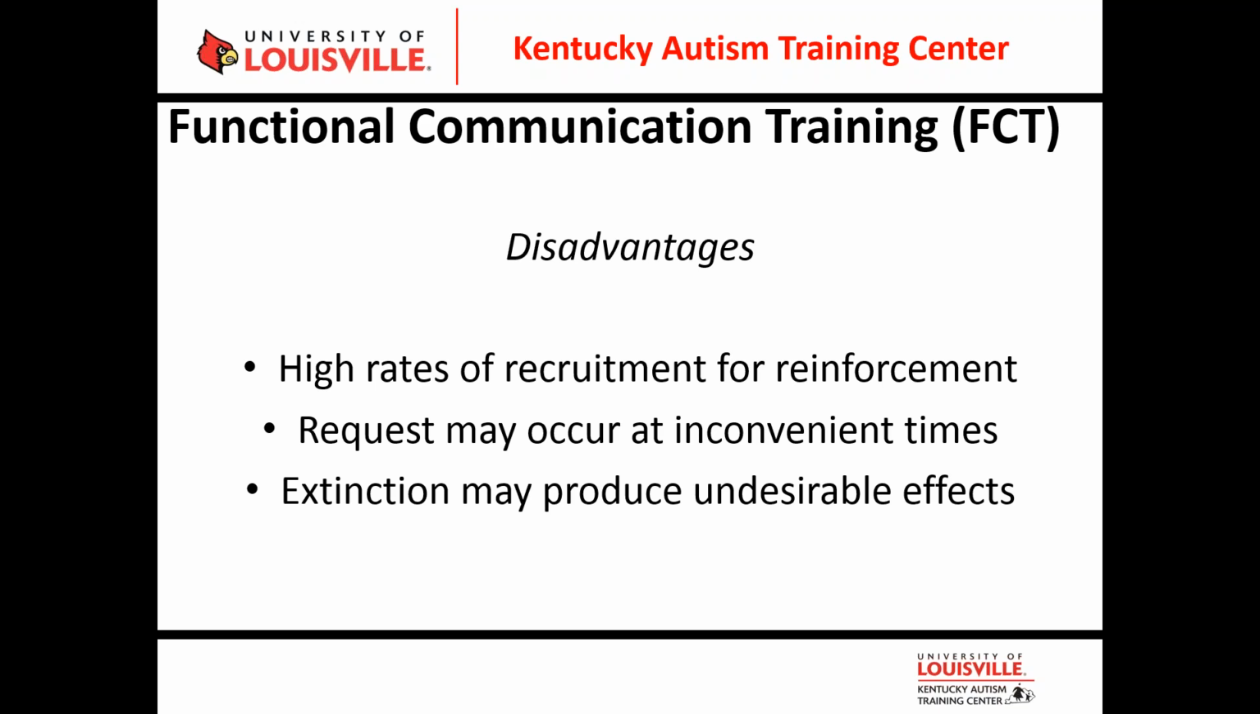The disadvantages is a high rate of reinforcement, so we have to make sure that we are using those reinforcement techniques. And thinking to reinforcement, we want to make sure that we're, again, looking at the function of it so we can reinforce it appropriately. The request may occur at inconvenient times, and I always say when you're first teaching functional communication training, we may see a high rate of requests. Well, we have to at first say, I'm okay with you getting reinforcement at this high rate because I don't want you to go back and revert to the inappropriate behavior.